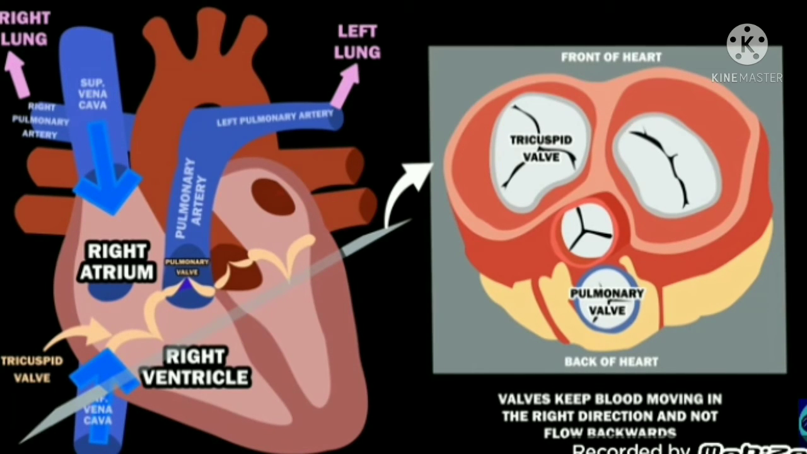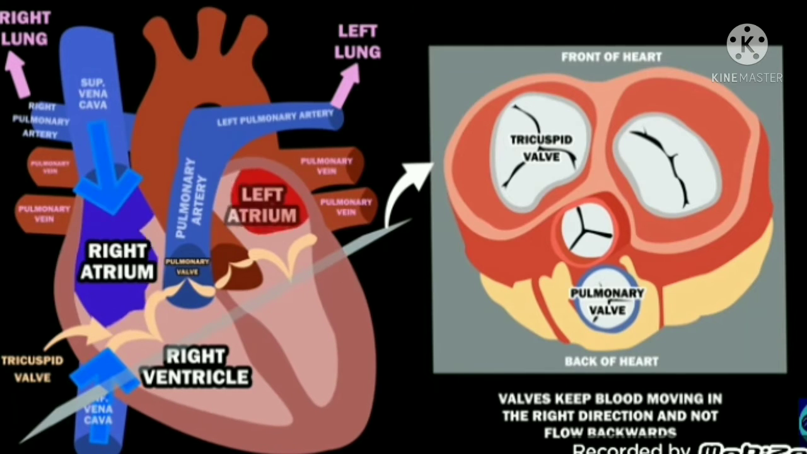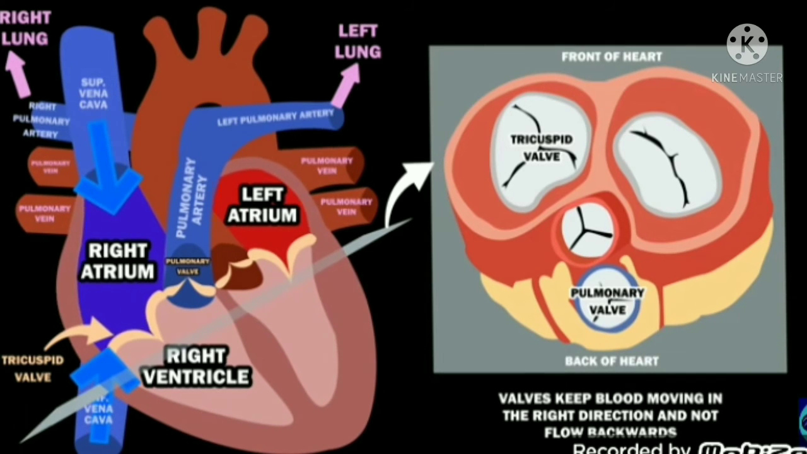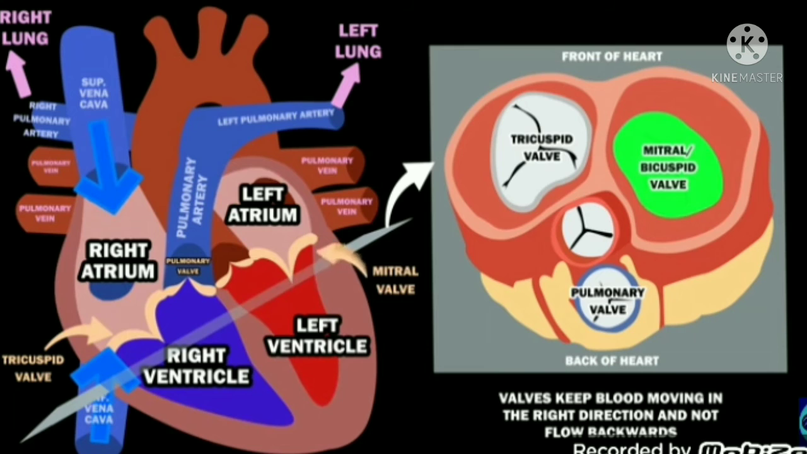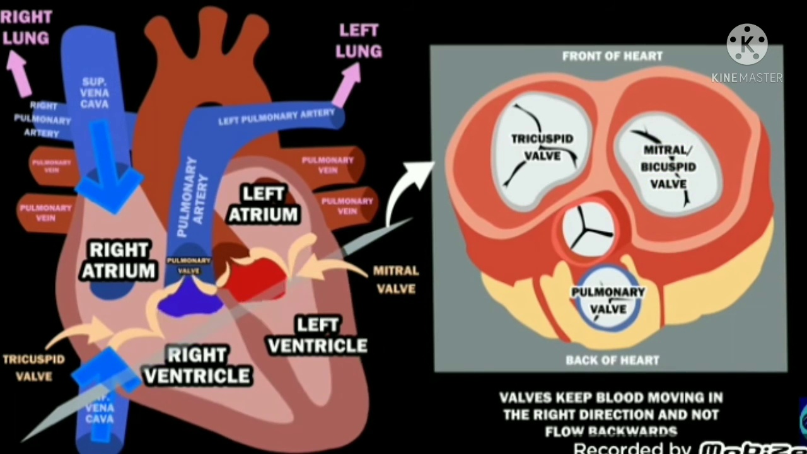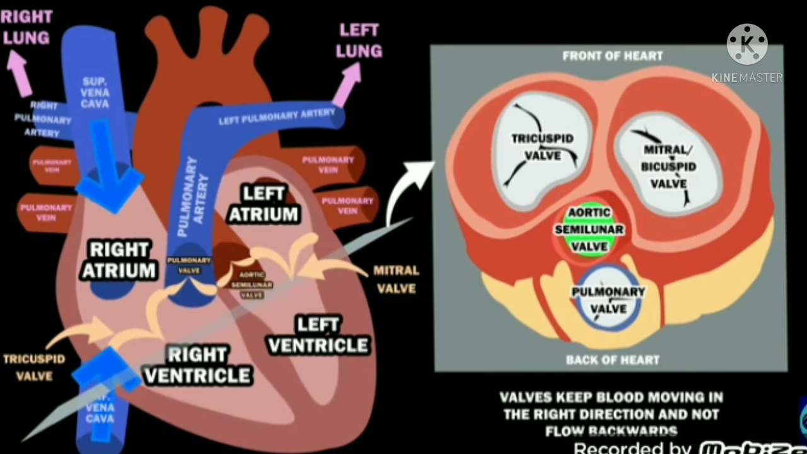Now, blood comes back from the lungs through the pulmonary veins, entering the left atrium. Next, the blood is pumped into the left ventricle through the mitral or bicuspid valve. Finally, the oxygenated blood leaves the left ventricle through the aortic semilunar valve, entering the aortic arch.